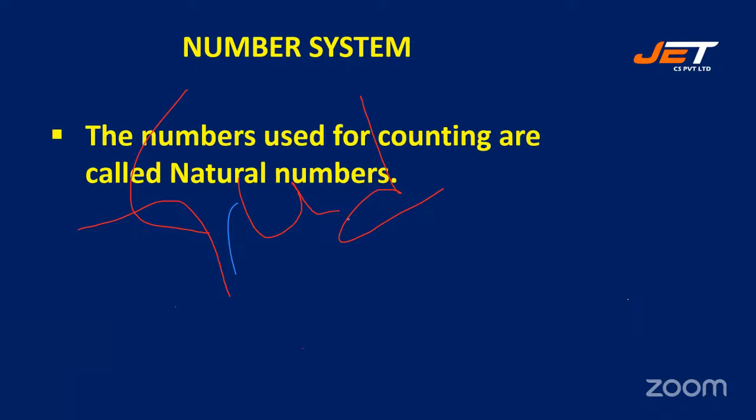All right. So now we are going to see the number system. The numbers used for counting are called natural numbers.